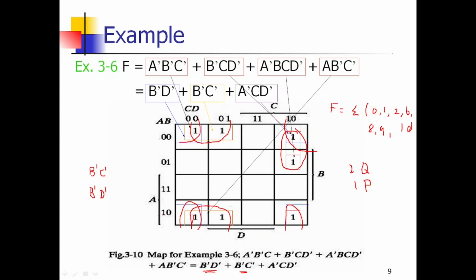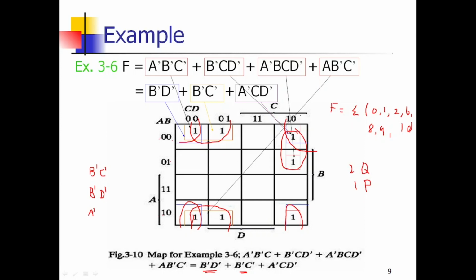And what about the pair here? The violet marked is the pair here. So what is the term for this pair? So this is b dash b. b dash plus b becomes 1 and the remaining is a dash. So here is a dash.